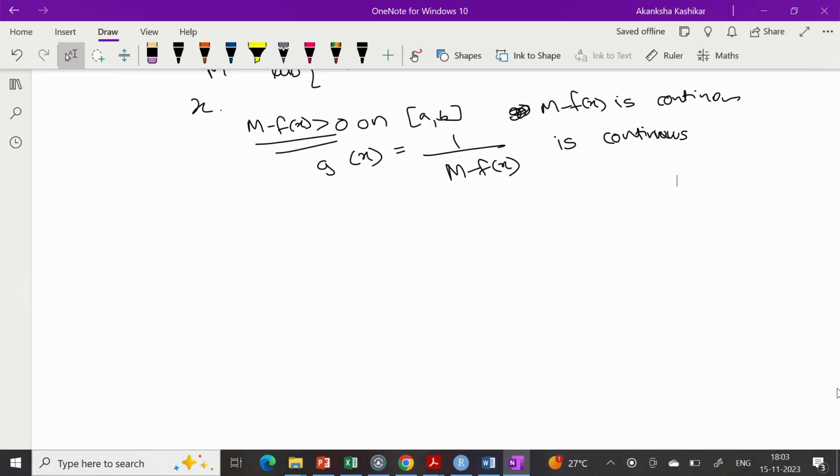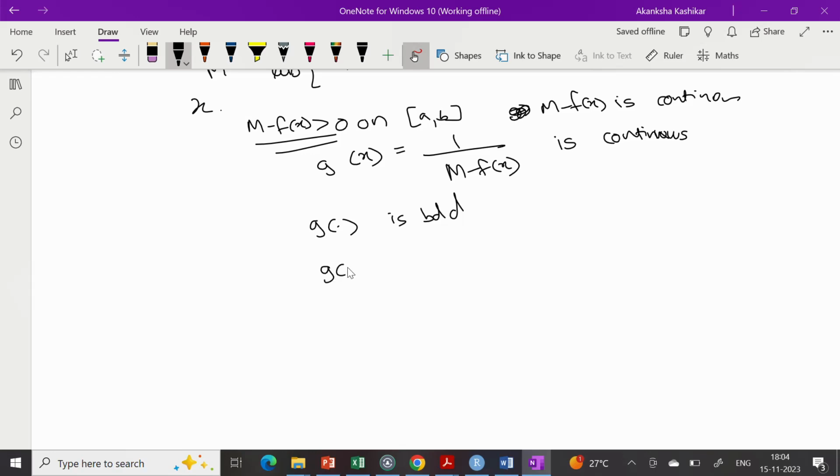And what I know is that this g is a continuous function defined on a closed and bounded interval. Hence, by the above part which we proved, g must be bounded. So g is bounded, and bounded means bounded above as well as bounded below.